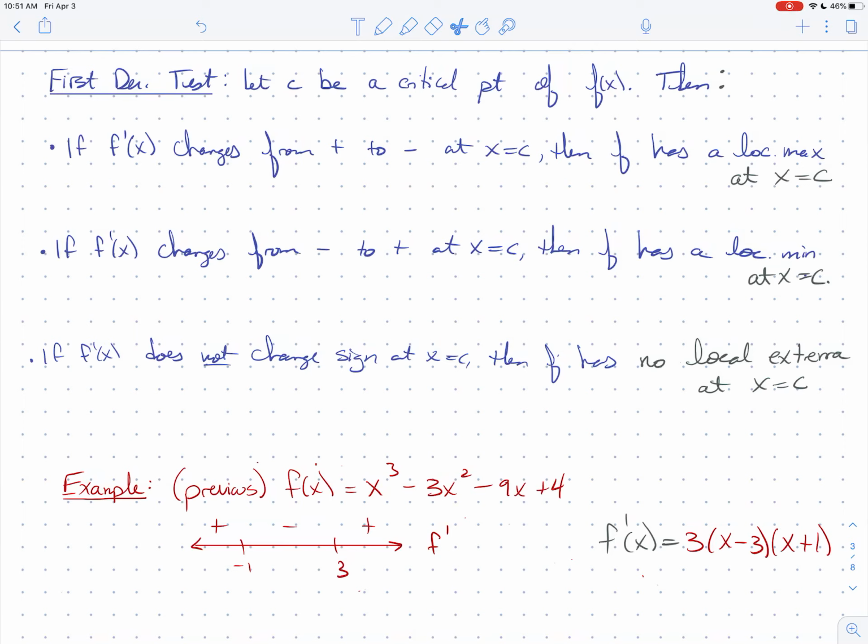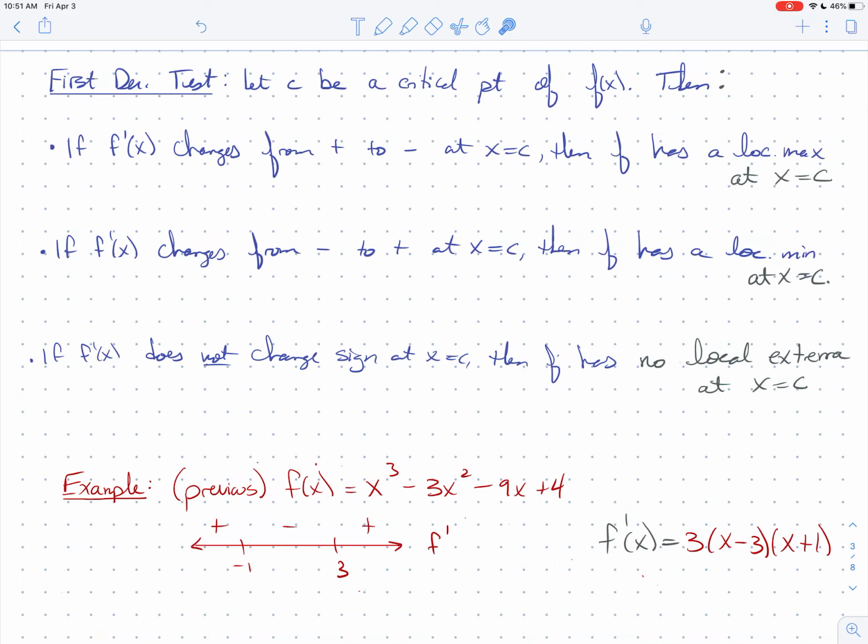We ended the last video with the question of how do we classify critical points. And so the answer, it turns out, is what's called the first derivative test. The setup is, let c be a critical point of our function, and then the following statements are true.